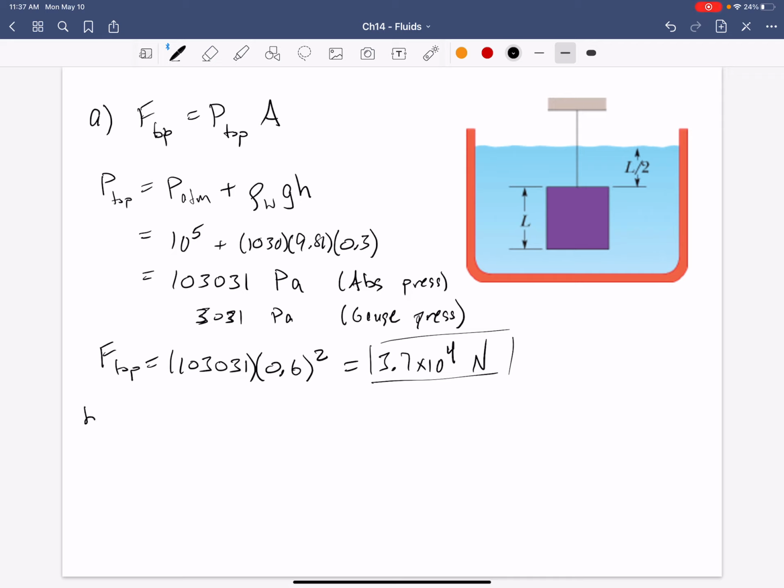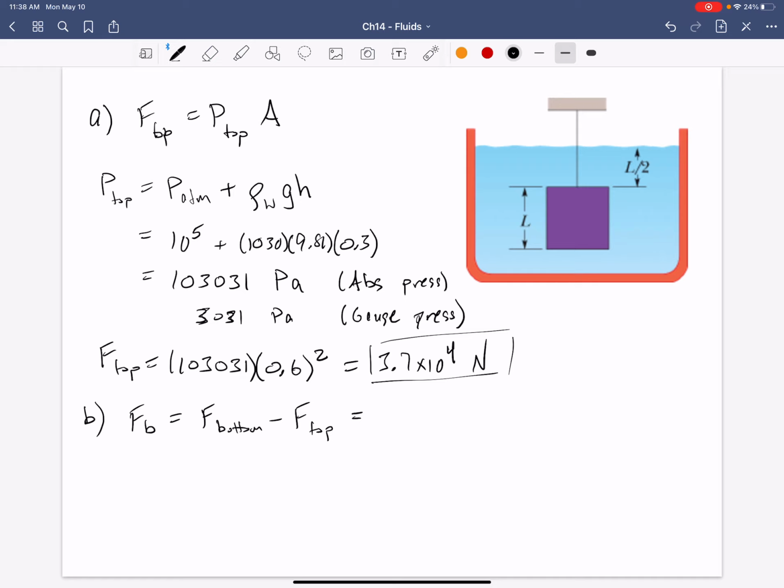Now for part B, we want to find the total buoyant force, which, remember, is the sum of the force pushing down on the top with the force pushing up on the bottom. The bottom one will be bigger, and the difference is the buoyant force, which always points upwards. So really, you can write it out like this: bottom minus the top. And to find the force on the bottom, we do the exact same thing we did in part A.